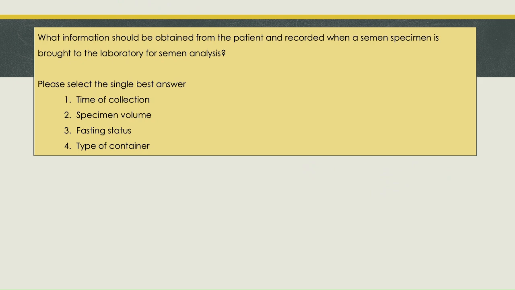What information should be obtained from the patient and recorded when a semen specimen is brought to the laboratory for semen analysis? Please select the single best answer. 1. Time of collection. 2. Specimen volume. 3. Fasting status. 4. Type of container.